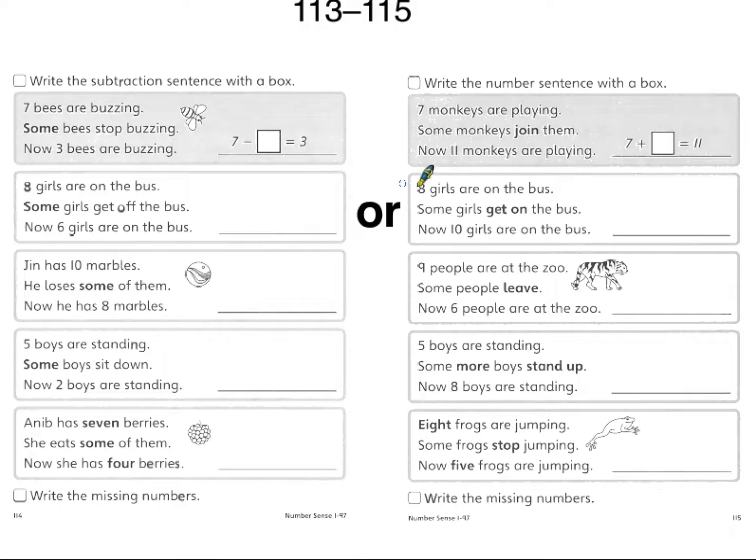And then page 114 and 115. You don't have to do both. You can do this one or this one. Unless somebody tells you you'd better do both. Then you'd better listen to that someone. I say you get to pick.